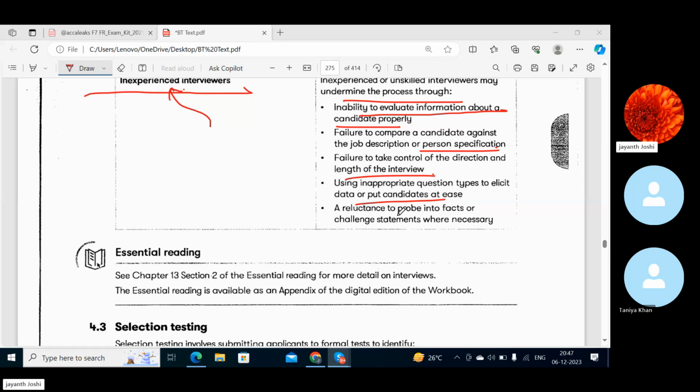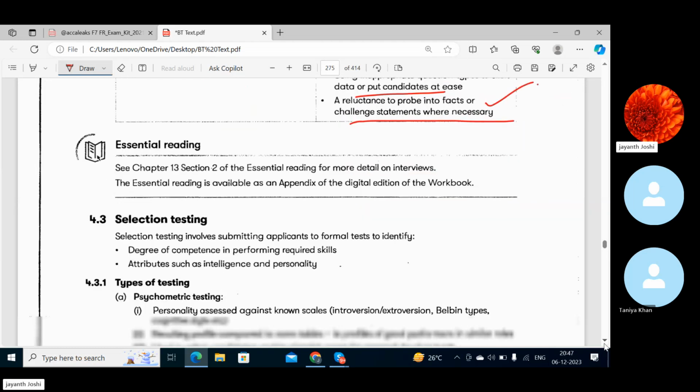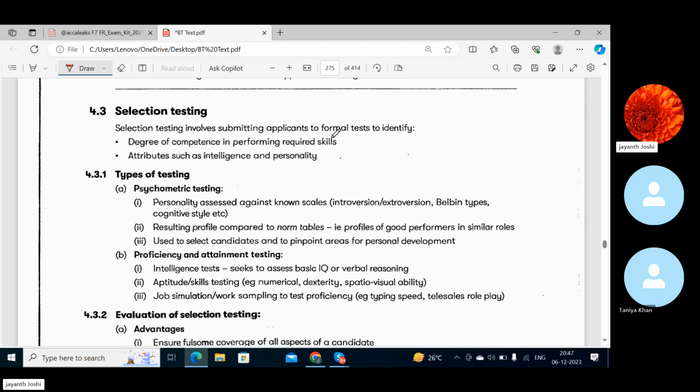A reluctance to probe into facts or challenge statements where necessary. Then comes selection testing. Selection testing involves submitting applicants to formal tests to identify degree of competence in performing required skills, and attributes such as intelligence and personality. Why are we putting them into tests? To see at what level they can perform certain tasks. That means they have the competence and skills, but the degree of competence, that means when put into a task, they may do exceptionally well or less, right? And attributes such as intelligence and personality.